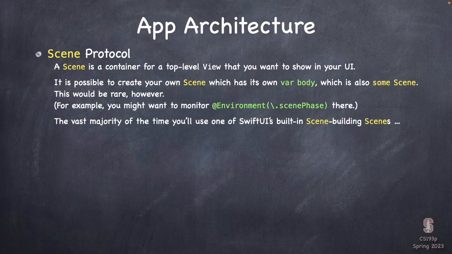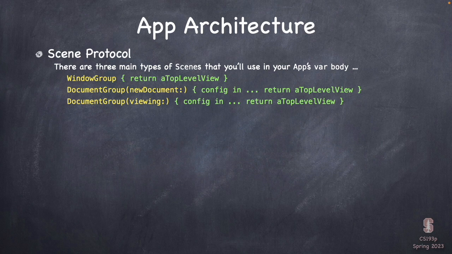Now, you can create your own scenes, like you create your own views, and this is pretty rare. I think one example of where you might want to do this is you want to look at this @environment variable called scene phase. Scene phase tells you things like, this scene has become the foreground scene, or now it's in the background. And you might care and want to do something when that happens. Then you might be creating your own scenes, but normally you're not creating your own scenes. You're using the built-in scene creators. Of course, you know of the one that we've been using so far called Window Group, but there's a couple other ones I'm going to talk about today. So these scene building scenes, Window Group, Document Group, has two versions of it.